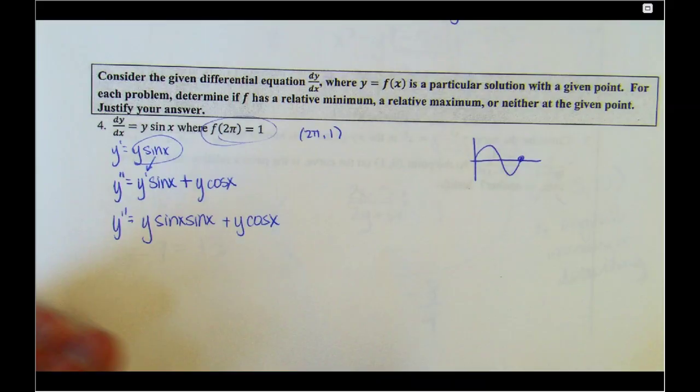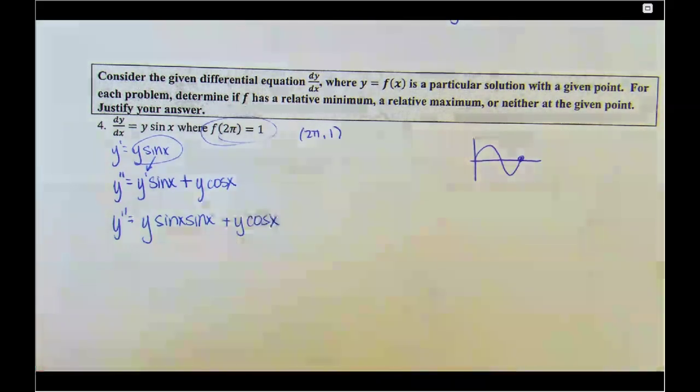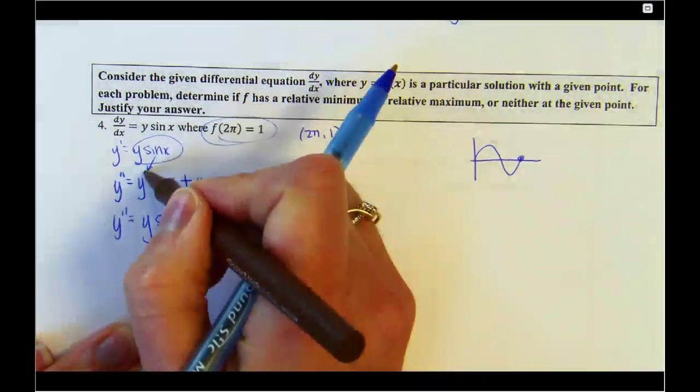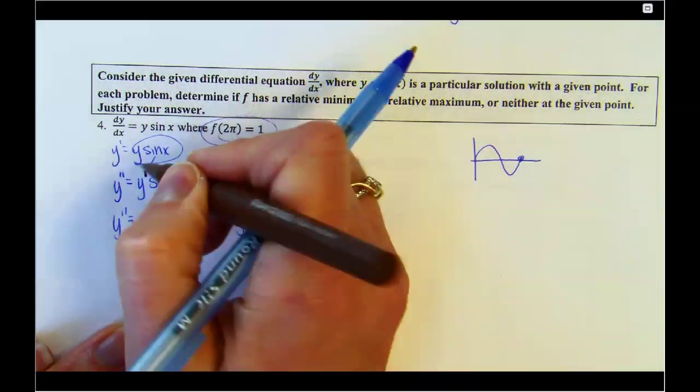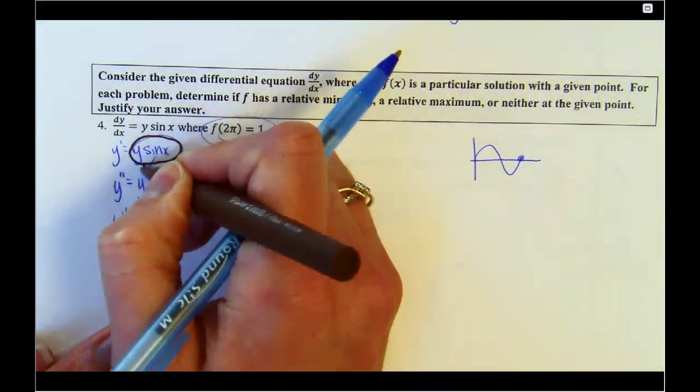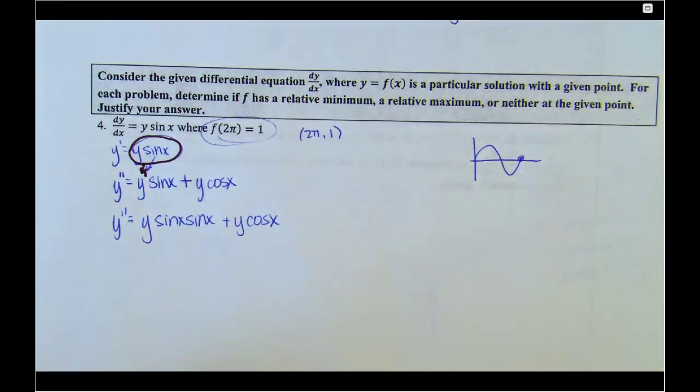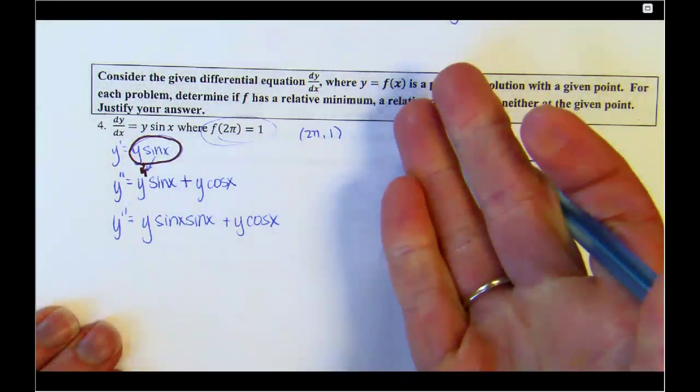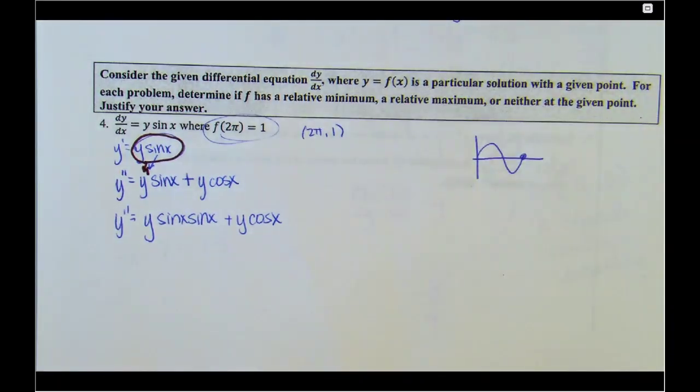Again, make sure you're listening to me because I don't want to repeat this again. You cannot have y prime in your y double prime, and so that's why I have to replace this with the original y prime. So it's all in terms of x's and y's. Now plug in your 2 pi and your 1 and see what you get.